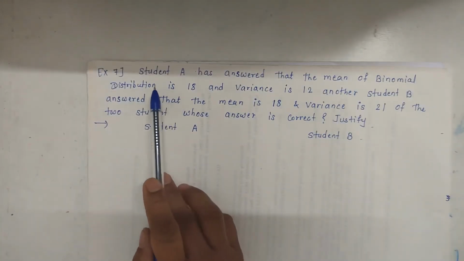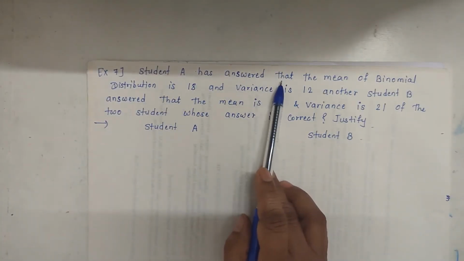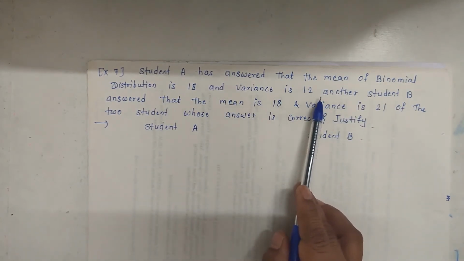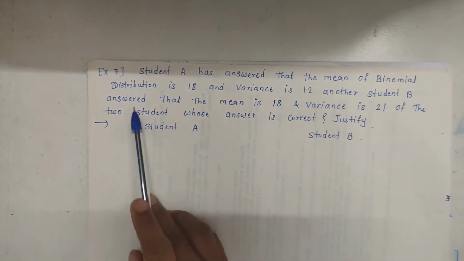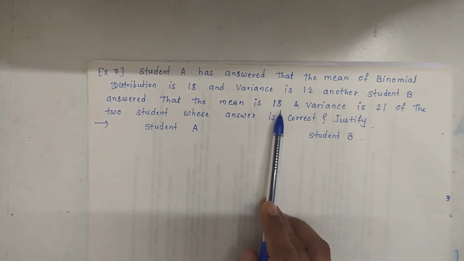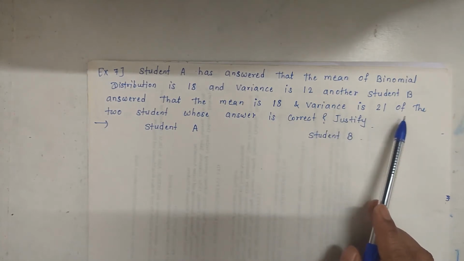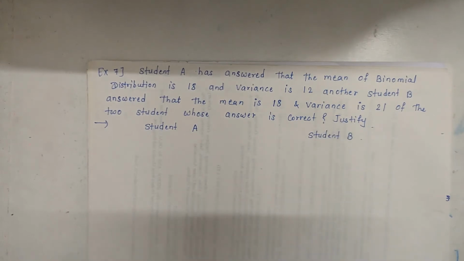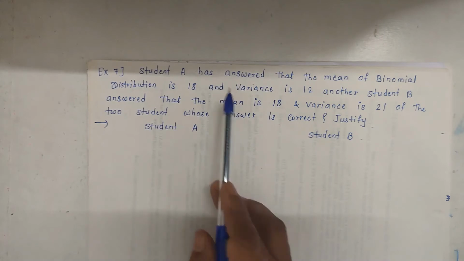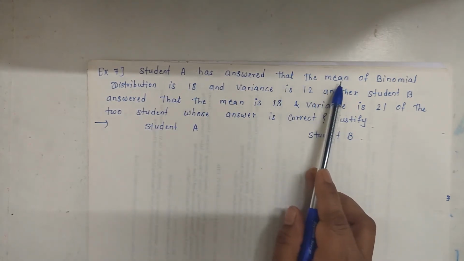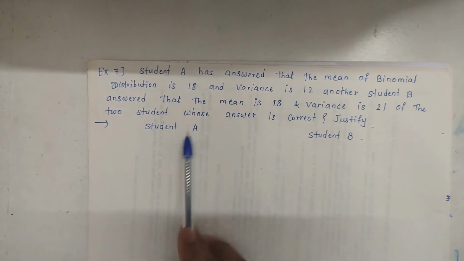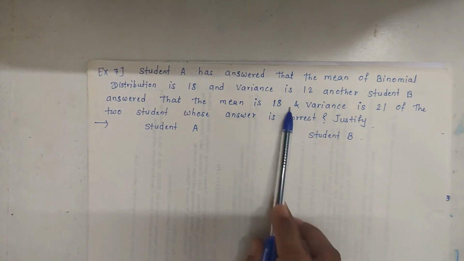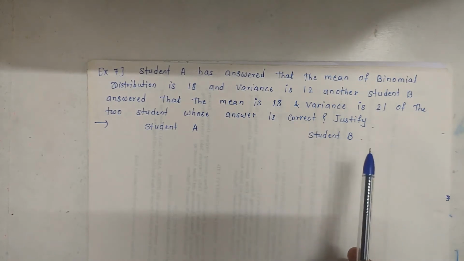Example number 7 is: student A has answered that the mean of a binomial distribution is 18 and variance is 12. Another student B answered that the mean is 18 and variance is 21. Of the two students, whose answer is correct? Justify your answer. Now here student A has answered with mean 18 and variance equal to 12, and for student B, the mean is 18 and variance is 21.